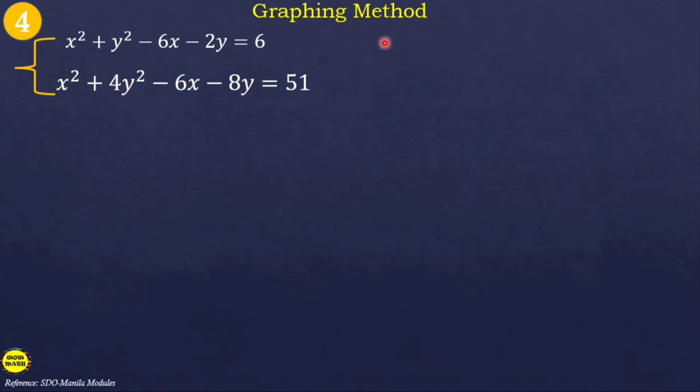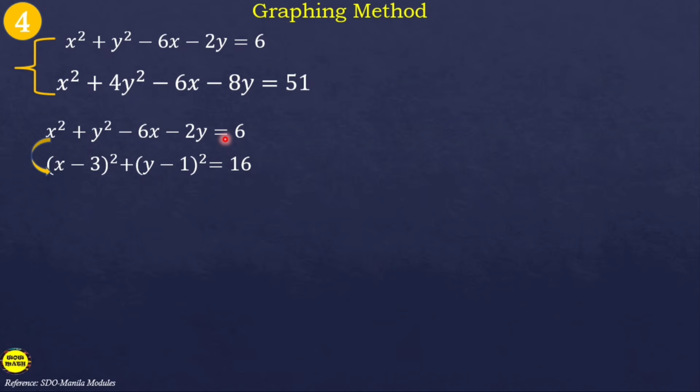So kapag ganito, graphing method ang ginamit natin, kailangan natin itong dalawa ita-transform into standard equation. Okay, ita-transform natin sila. So paano? Unahin muna natin yung x squared plus y squared minus 6x minus 2y is equal to 6. So kapag transform natin into standard equation, ganito na yan. The quantity of x minus 3 squared plus the quantity of y minus 1 squared is equal to 16.